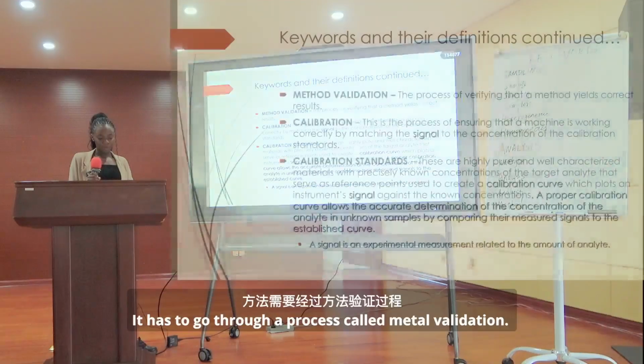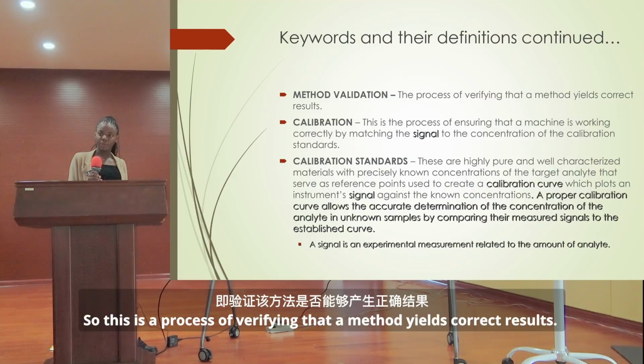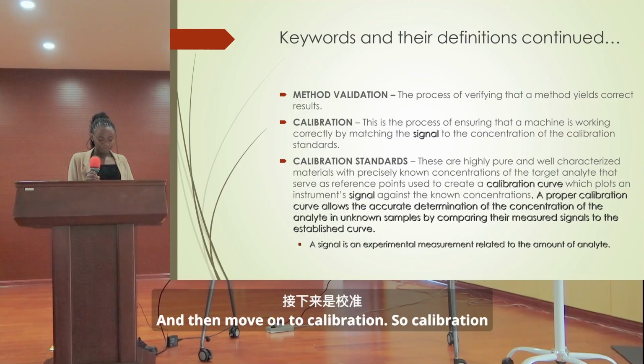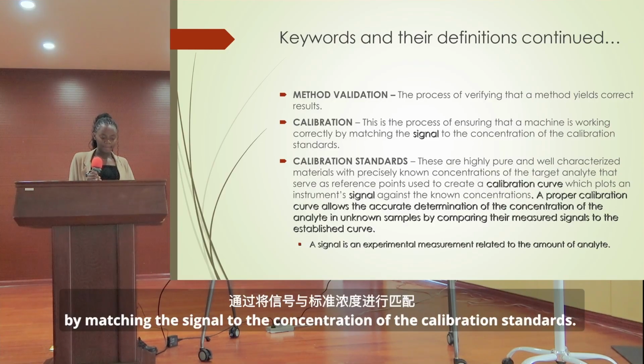A method has to go through a process called method validation. This is a process where we verify that a method yields correct results. And then we move on to calibration. Calibration is the process of ensuring that a machine is working correctly by mapping the signal to the concentration of the calibration standards.